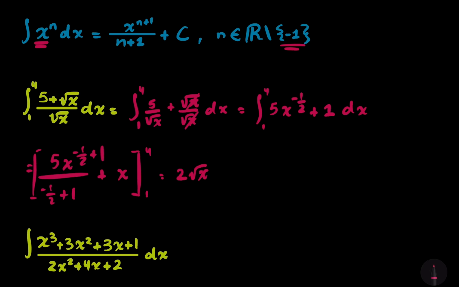Or not 2 rather, this is a 10, because it's a 5 times 2. So 10 square root of x. And then this plus x we just keep the same. And we're going to evaluate that from 4 to 1.